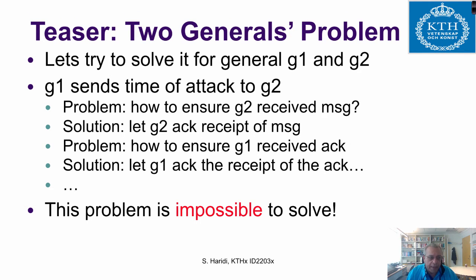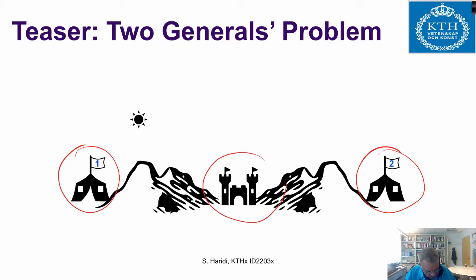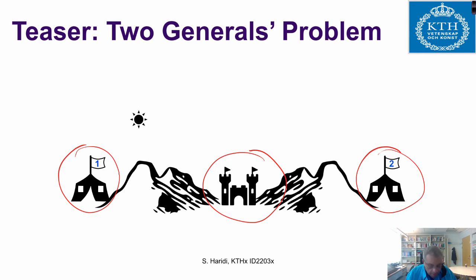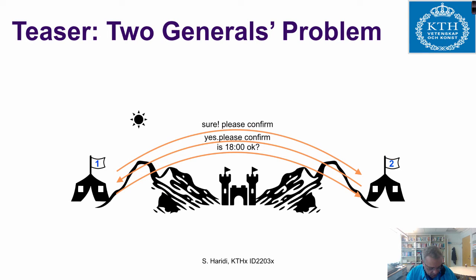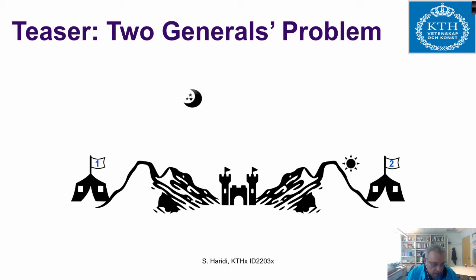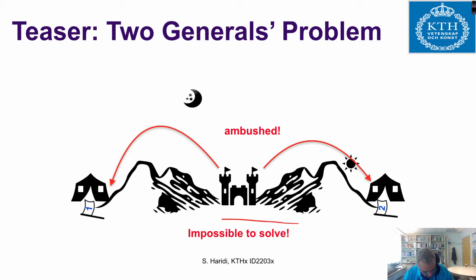So let us illustrate this pictorially again. Here we have two armies, army 1 and army 2, led by two generals, and here is a town they want to attack. The idea is that they should agree on a time of attack, say at 6 p.m. And how do they do that, as we said before? General 1 sends the messenger: is it okay to attack at 6 p.m.? General 2 says, yes, please confirm. Sure, I will confirm. And it goes on and on. In the end, the time has passed. They couldn't come to an agreement, and they can be ambushed and die. As I said, this problem is impossible to solve.